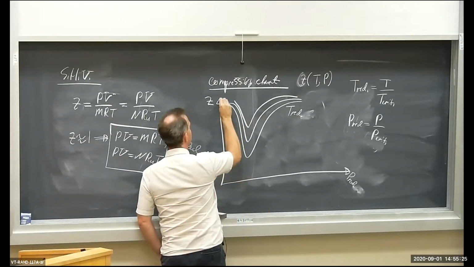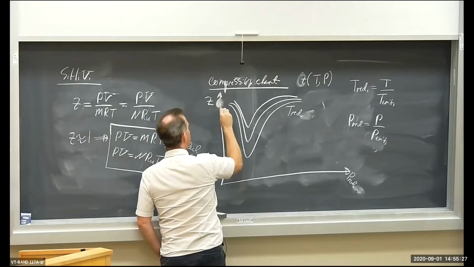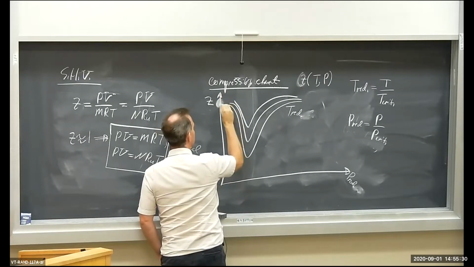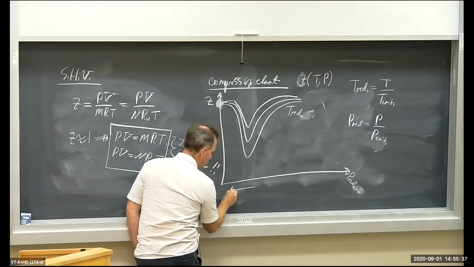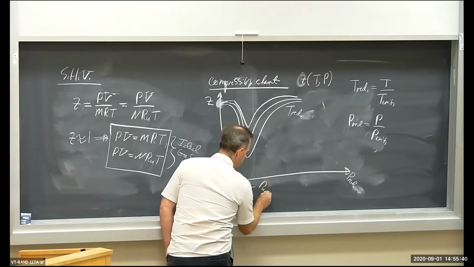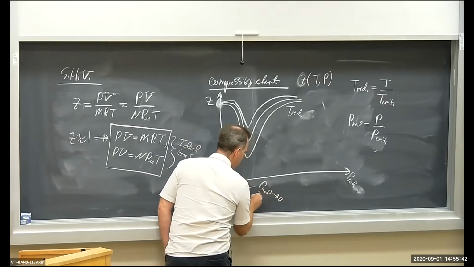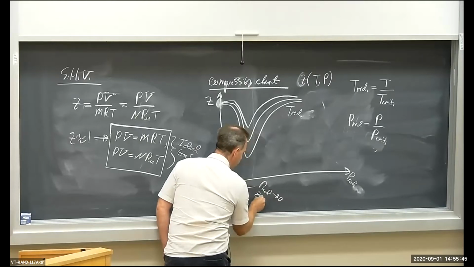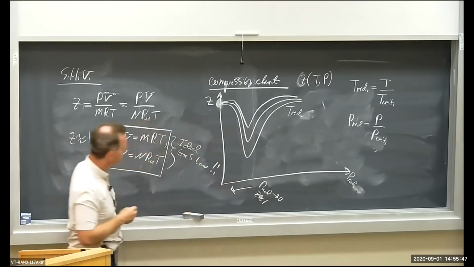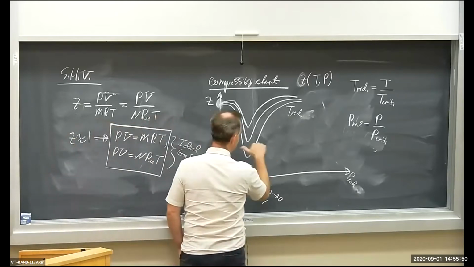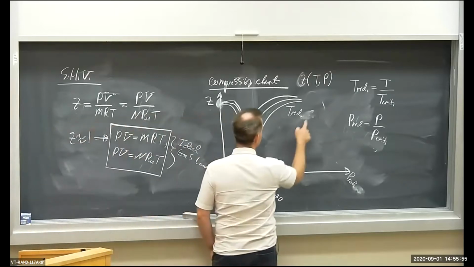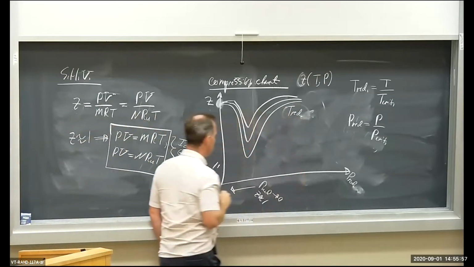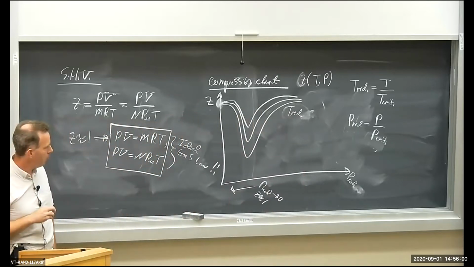as the reduced pressure goes to 0, P reduced goes to 0, Z becomes approximately equal to 1, okay? So as we move this way on the chart, for any reduced temperature, Z approaches 1, okay?